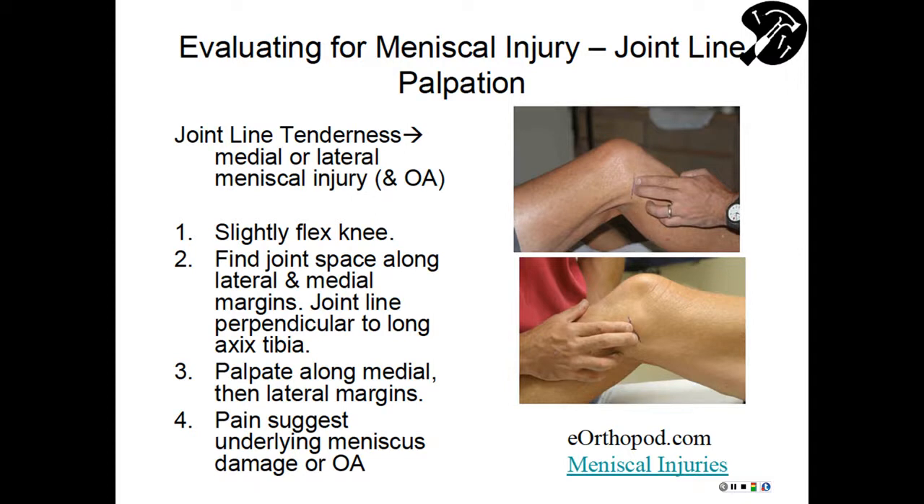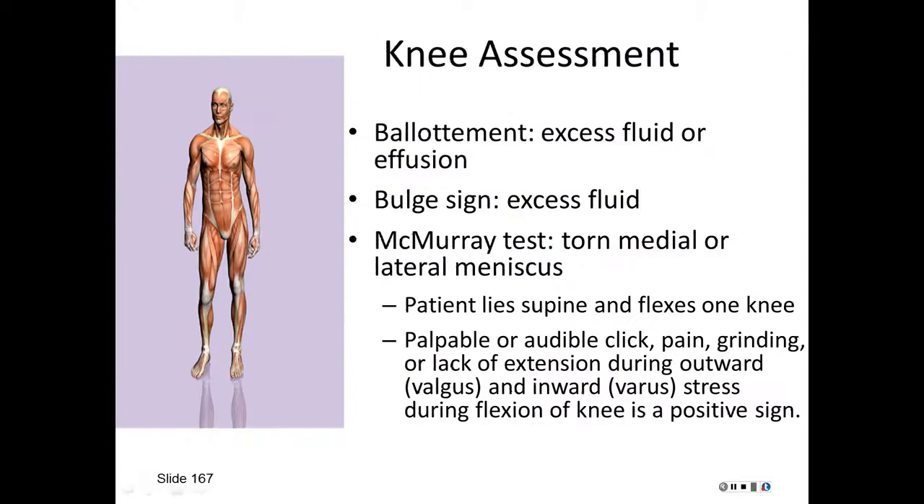So this is looking at medial and lateral meniscal tears. And so you're seeing that these are lines that were surgical lines. And you've got a video on meniscal injuries.